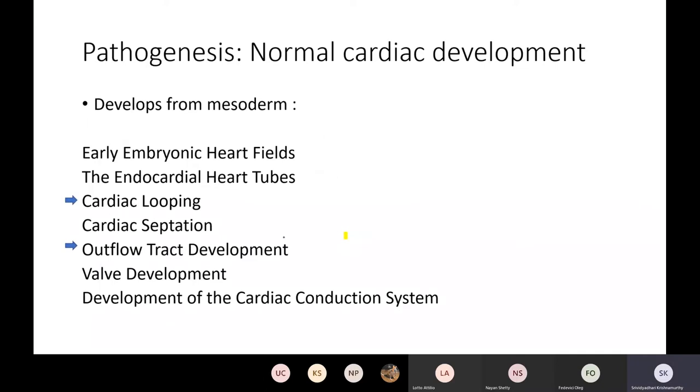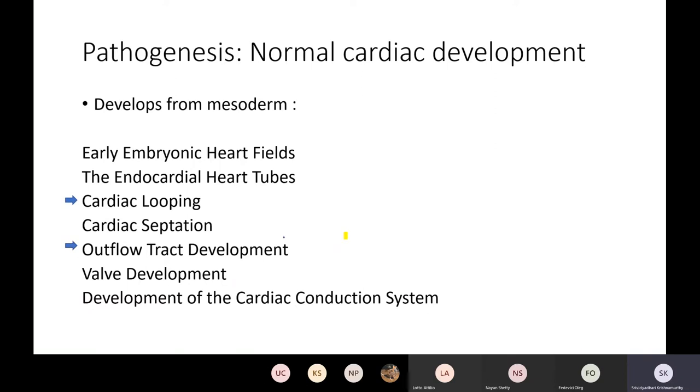Pathogenesis, basically looking at why this happens. Before we go into why TGA happens, I think it's worth having a little look at what normal cardiac development is. The heart develops from the mesocardium quite early, in the crucial stages. I shall start describing what happens with the heart from day 19, which is when the embryonic endocardial heart tubes are formed.